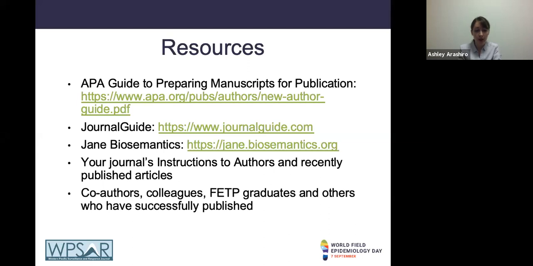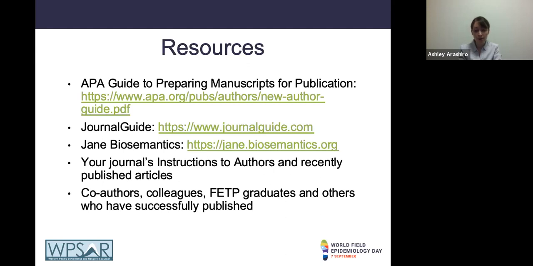Next, there's Journal Guide, which is a journal search tool that can help you find journals that match your manuscript's topic. You can search by titles, keywords, or categories. There's also JANE Biosemantics, which stands for Journal Author Name Estimator. This is also a tool to help you find journals to submit to, but you copy and paste your title or abstract into a field, and it will list journals for you based on the key terms in your text.